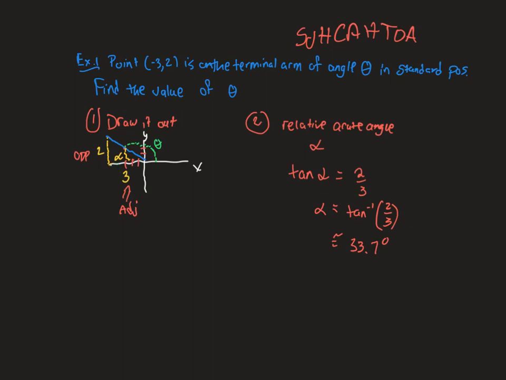Okay? So now if you want to find out what theta is, okay, so that's your second step. Third step is to find theta. You would take that angle that you just found, you want to take it away from the maximum of the quadrant.